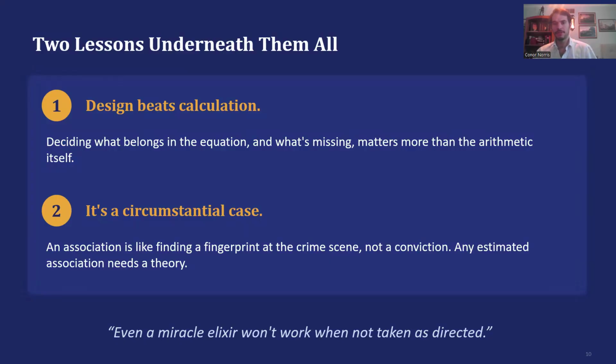So there are 2 lessons that sit underneath every mistake we covered today. First, designing a good regression equation, deciding what variables are appropriate and belong in it, and what's missing, matters far more than the actual arithmetic itself. Second, regression only ever builds a circumstantial case. An association is a fingerprint at the crime scene. It's not a conviction. You need theory behind it, and ideally it needs to be replicated with either other data or other researchers trying to answer the same question independently. As the chapter puts it, even a miracle elixir won't work if it's not taken as directed.